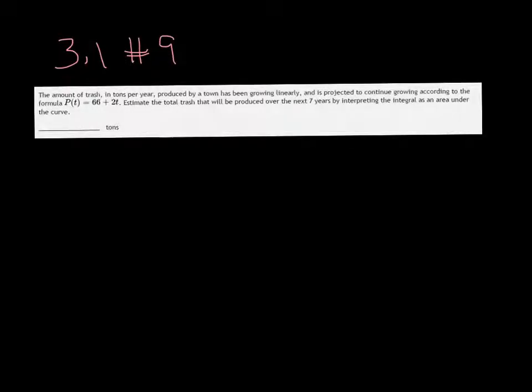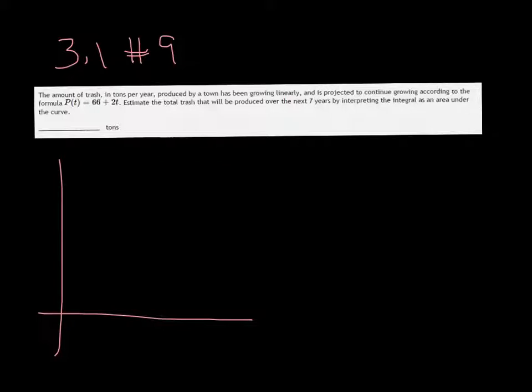The amount of trash, in tons per year, produced by a town has been growing linearly and is projected to continue growing according to the formula P(t) = 66 + 2t. Estimate the total trash that will be produced over the next 7 years by interpreting the integral as an area under the curve. In order to do that, we're going to have to see a picture.